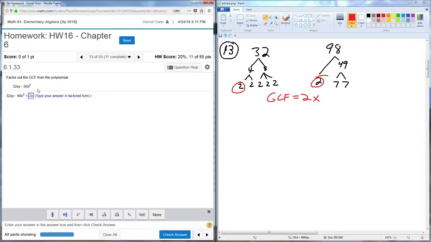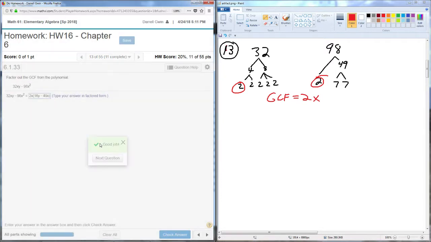We have 2x times 32 divided by 2 is 16. Remove an x. 98 divided by 2 is 49. And remove one of the x's. Whew. There it is.